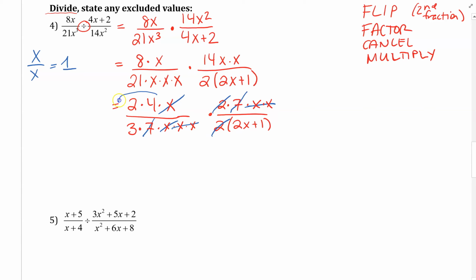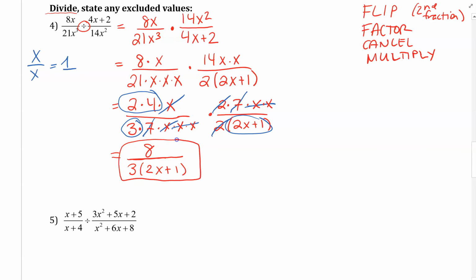So in the numerator, I'm left with 8. In the denominator, I'm left with 3 times 2x plus 1. And I just multiply those things straight across. So this is 8 in the numerator, divided by 3 times 2x plus 1 in the denominator. So that is my simplest answer.